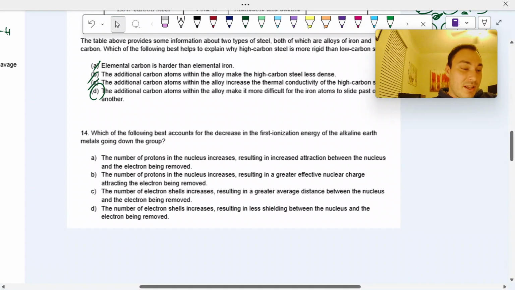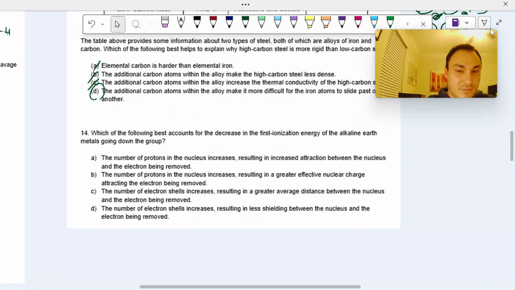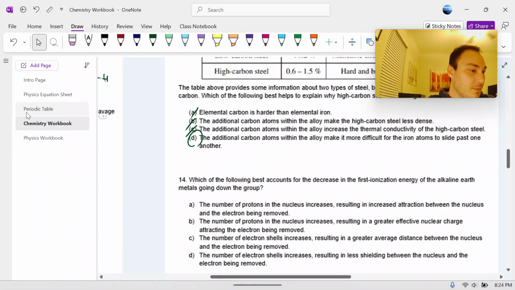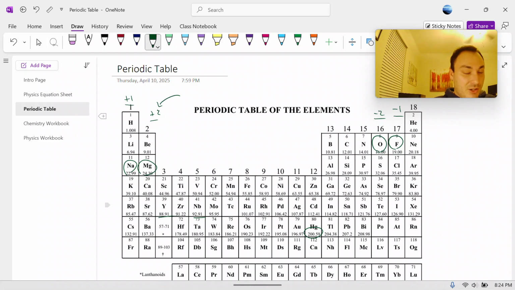Alright, which of the following best accounts for the decrease in the first ionization energy of the alkaline earth metals going down in the group? Alright, that was a mouthful. Decrease in first ionization energy of alkaline earth metals going down. So, go back to the periodic table. Here are alkaline earth metals. Why does ionization energy decrease as we go down?